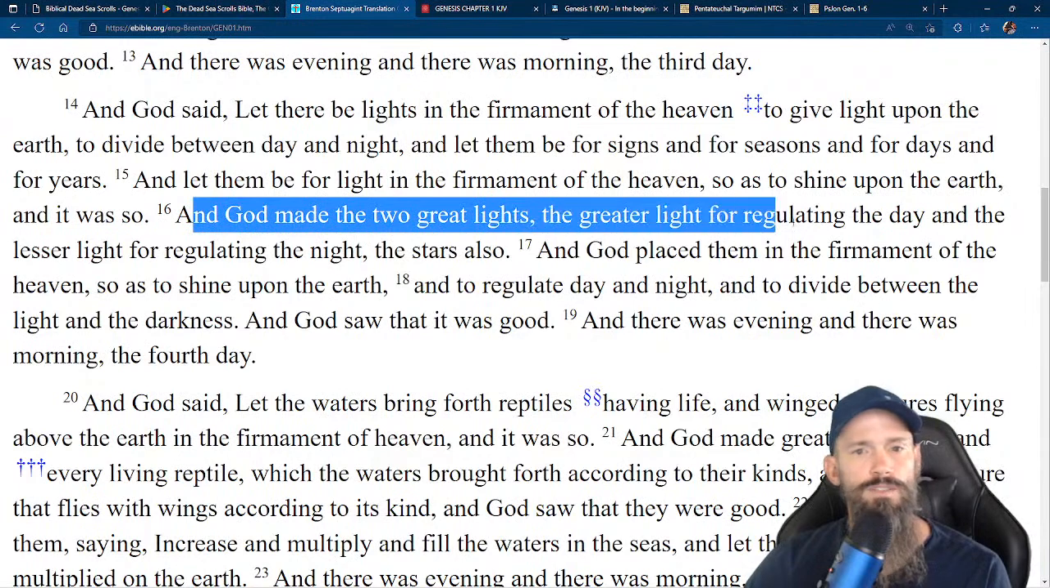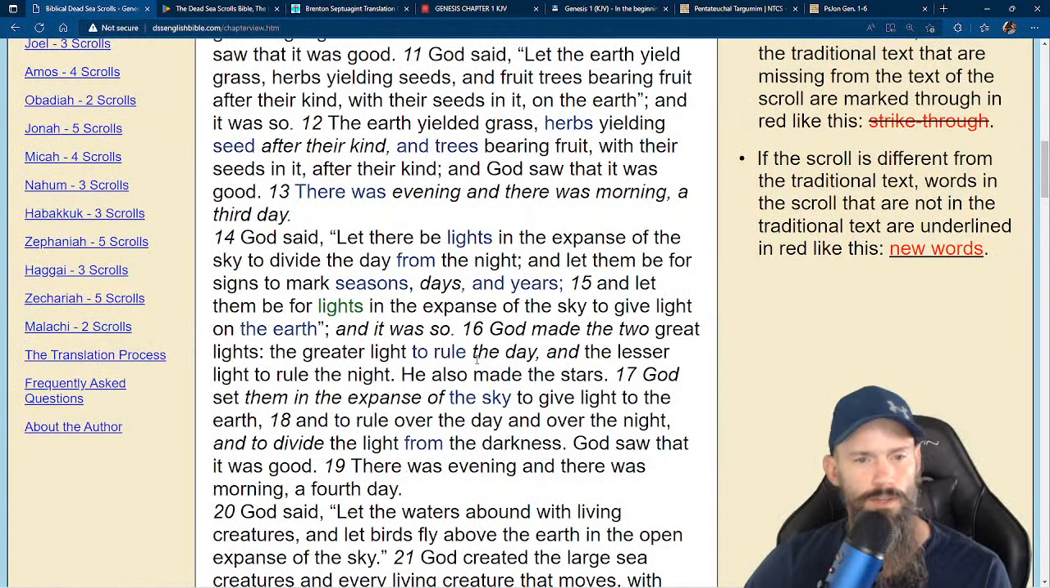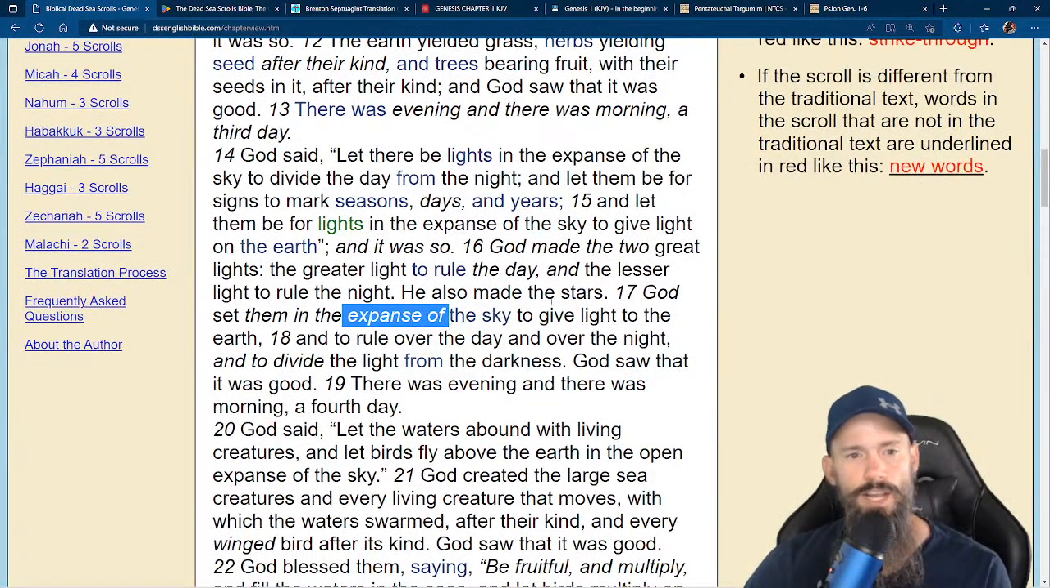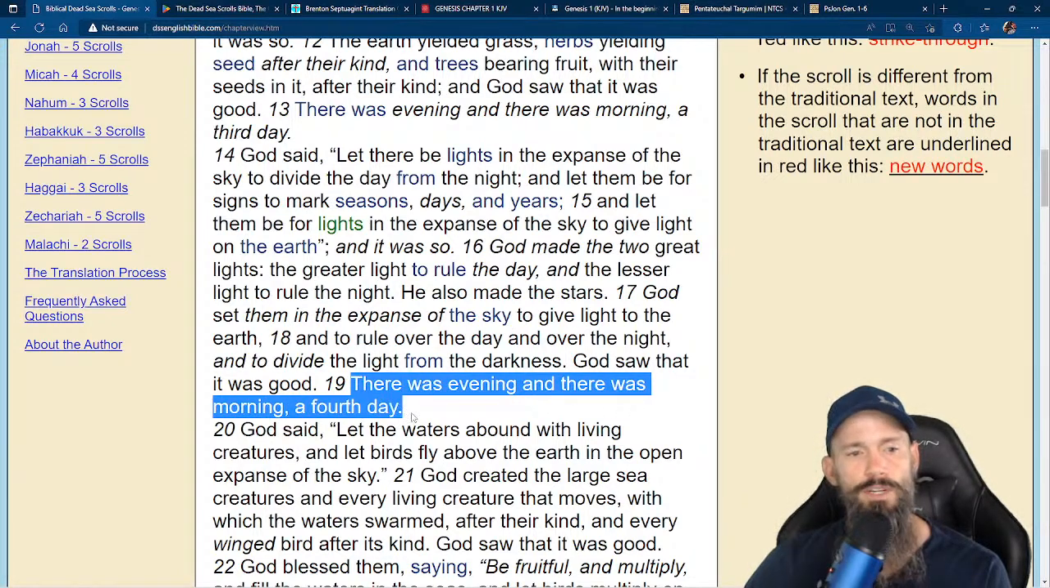Two great lights, the greater light regulating the day, the lesser for regulating the night. Yahuwah set them in the expanse of the sky, or the heavens, the firmament, to give light to the earth, and to rule over the day and over the night, and to divide the light from the darkness. Yahuwah saw that it was good. There was evening and there was morning, a fourth day. So he created, and then there was evening, then there was morning, day 4.